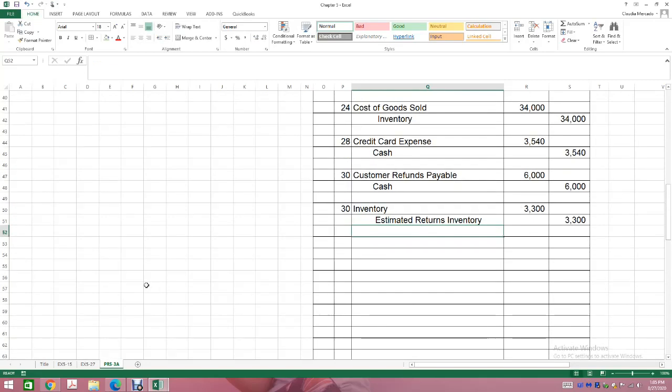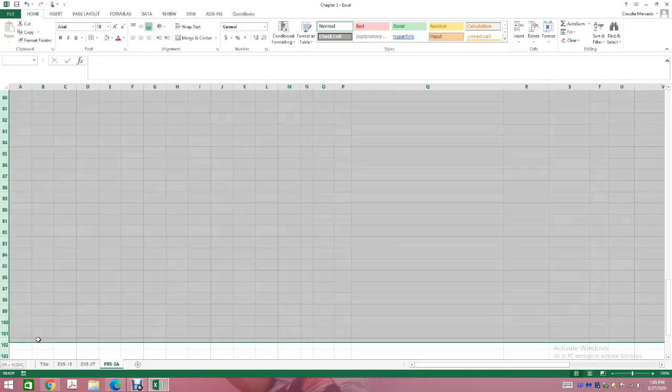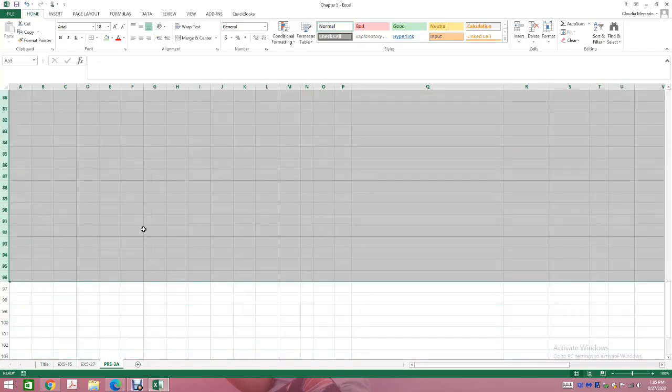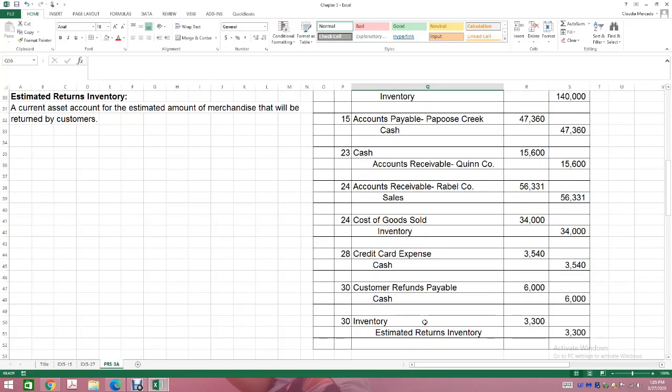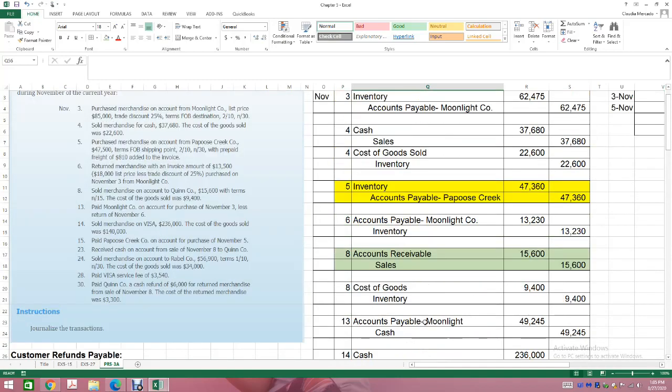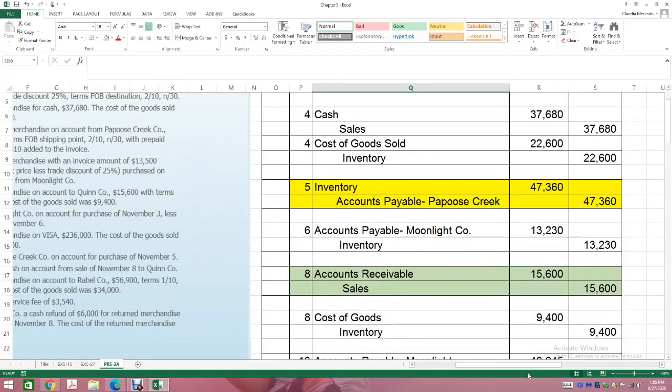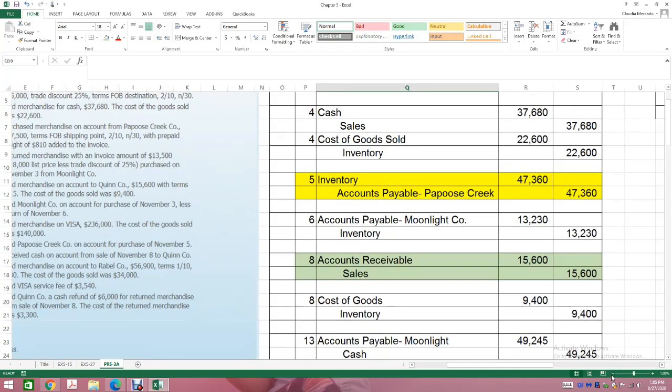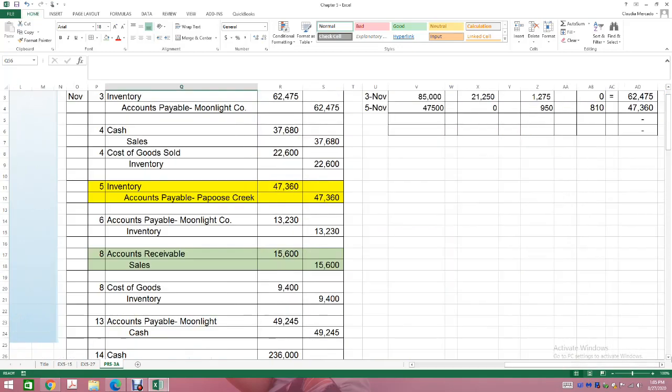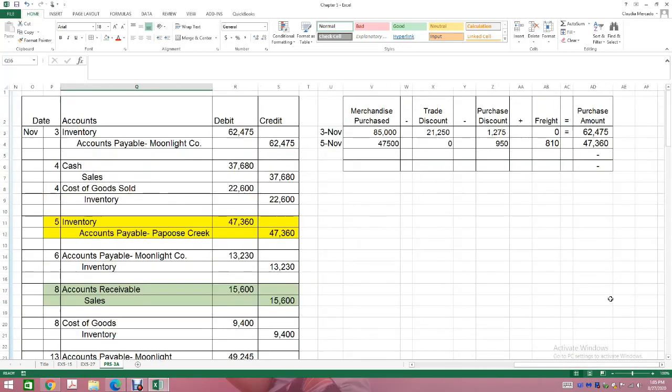Make sure that you review all of the different new accounts that are being introduced in the chapter. If you have any questions, please feel free to let me know. You will have a problem similar to this on your test. Know how to calculate your transaction amount.